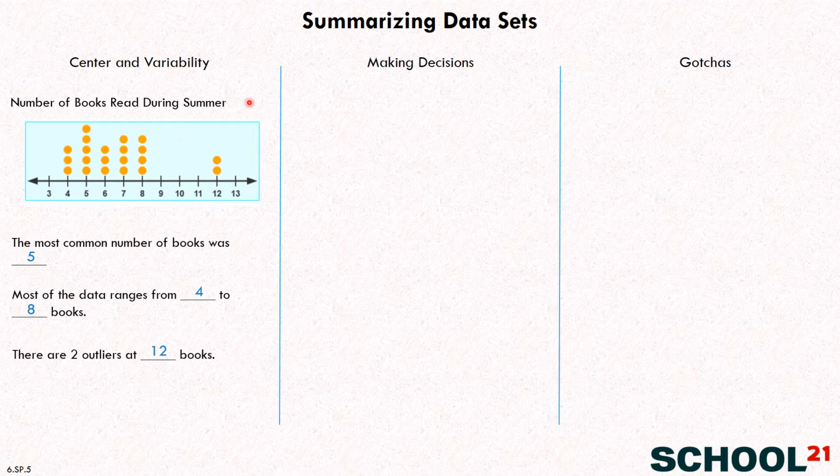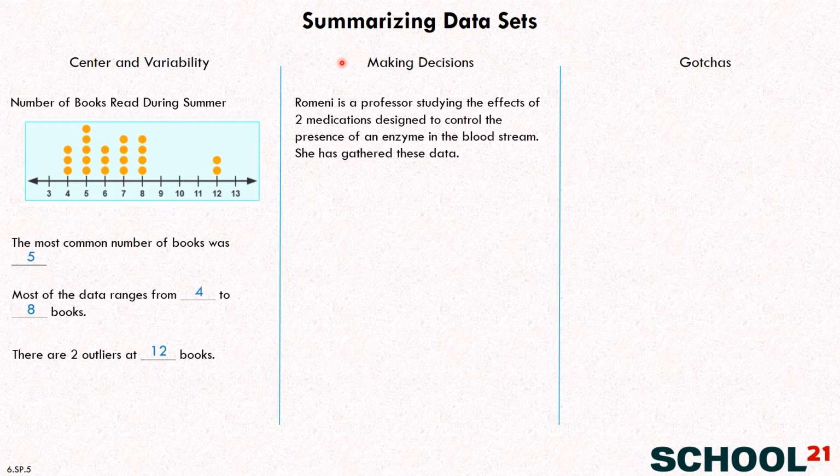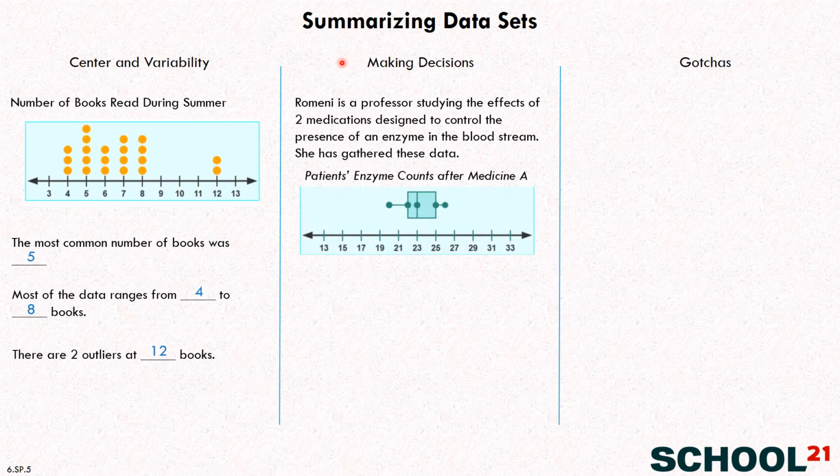Now let's look at how you can make decisions in the real world by looking at data. Romani is a professor studying the effects of 2 medications designed to control the presence of an enzyme in the bloodstream. Okay, so she's looking at 2 different medicines, and it's to help you to understand what a certain kind of a chemical, an enzyme in your bloodstream, how much of that enzyme there is. And she has gathered these following data. So let's go ahead and look at this first one.